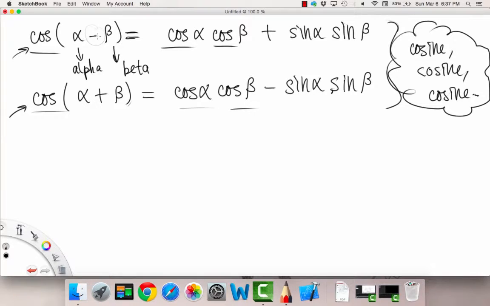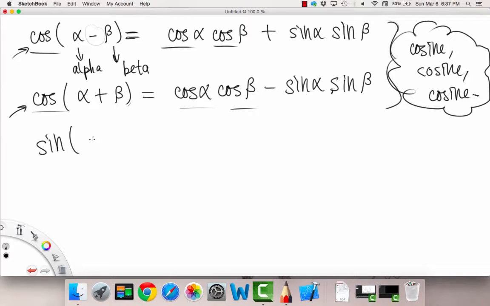So when you have a difference, or like subtracting, when you're subtracting your angles inside the cosine, then you have a plus in between when you actually split it up with the formula, okay? And conversely, when you have a positive, or like a plus sign, when you're adding the two angles inside, you're going to have a minus sign out here in between all of the terms, okay? So now let's move on to the sine functions, or the sine formulas.